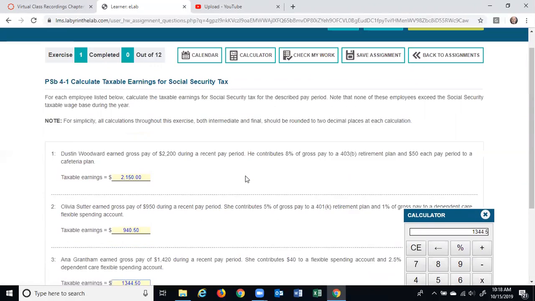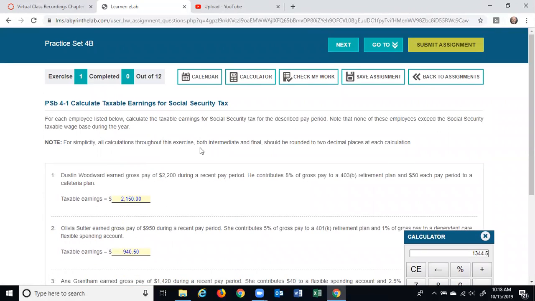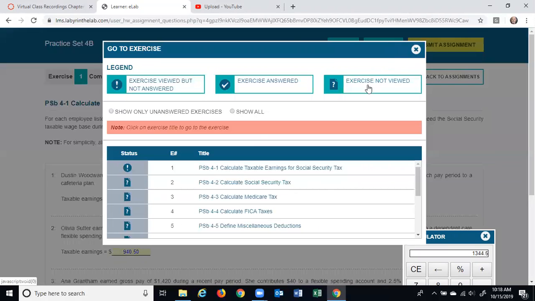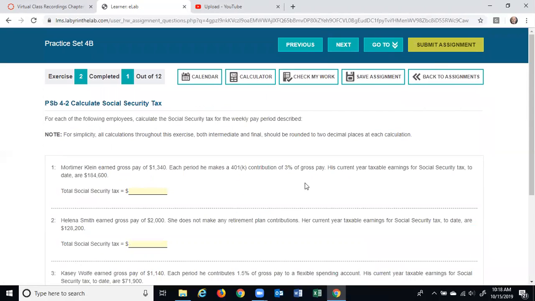And that's the first assignment on Chapter 4. Let's just glance at the next one real quick. It says calculate Social Security tax, so that would be one step beyond. Why don't we just go ahead and do one? The first one, Mortimer Klein earned gross pay of $1,340. Each pay period he makes a 401k contribution of 3% of gross.